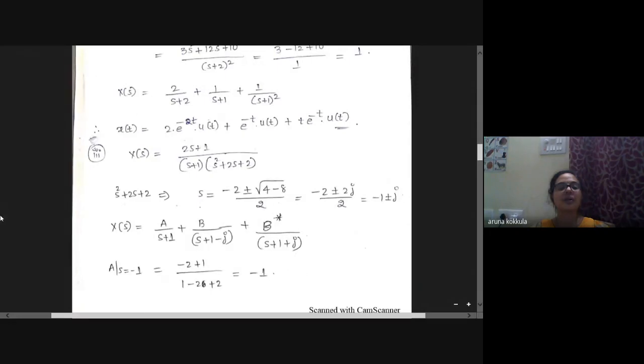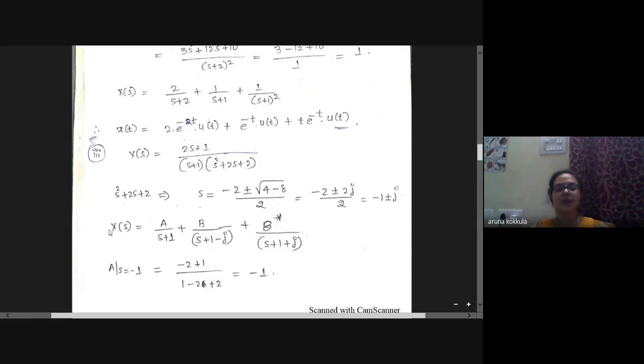The third different type of poles: consider the problem x of s is equal to 2s plus 1 by s plus 1 into s square plus 2s plus 2. For s square plus 2s plus 2, we need to find out the roots by using the formula minus b plus or minus root of b square minus 4ac by 2a. We are getting the complex poles.